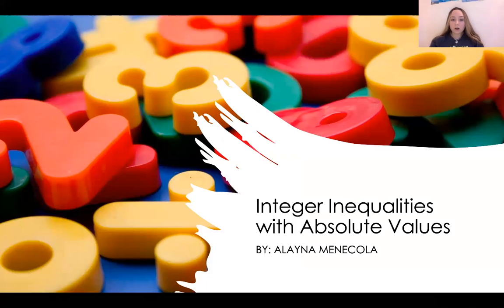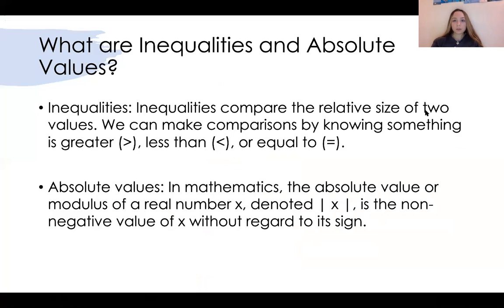Okay, so the homework help video that I wanted to share with you guys is called Integer Inequalities with Absolute Values. So you might be wondering, what are inequalities and absolute values? Inequalities compare the relative size of two values, and we can make comparisons by knowing something is greater than, less than, or equal to. It's also super important to know the symbols for these. Greater than points outwards to the right, less than points outwards to the left, and equal to is just the equal sign.